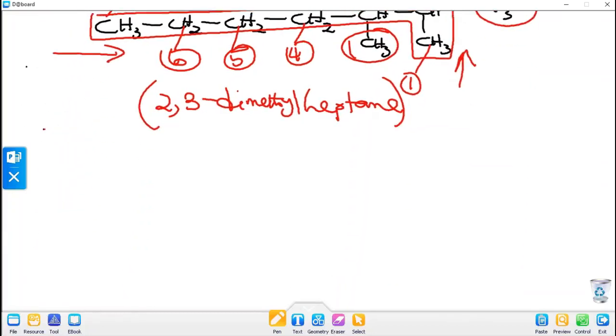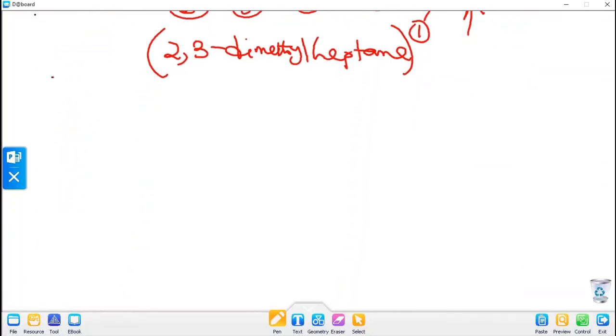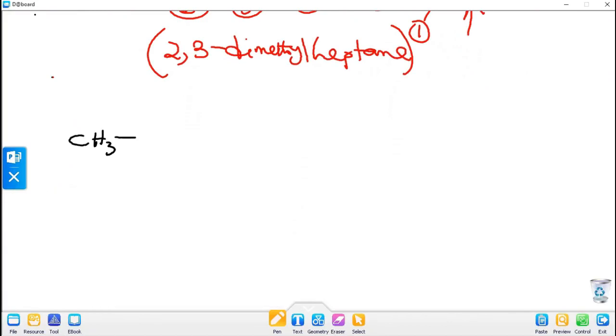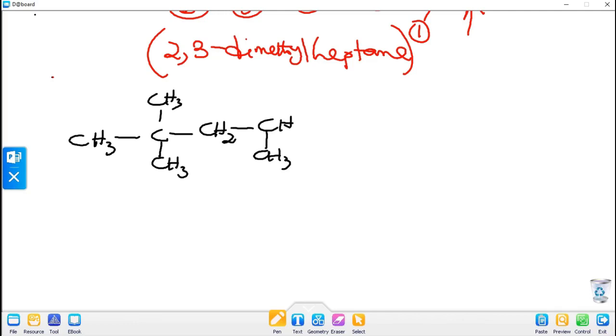At the next example, we have CH3, C, CH3, CH3. We have CH2 and another CH with a drop down CH3, and another CH2 and then the last CH3. So, how do we name this hydrocarbon?